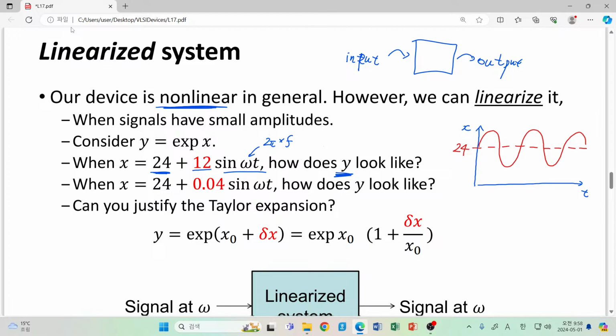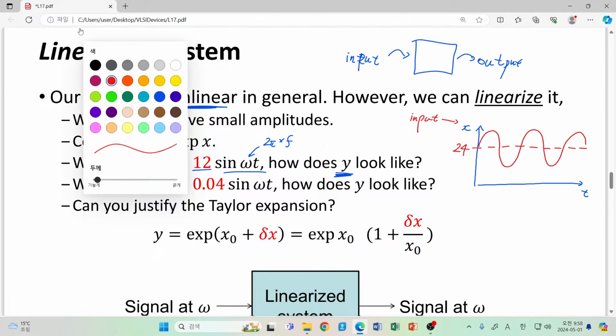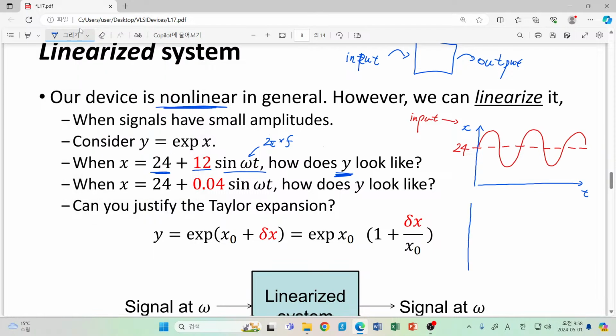What is x? x is your input. Then my next question is, please perform the calculation, the evaluation of your y, once again as a function of time.